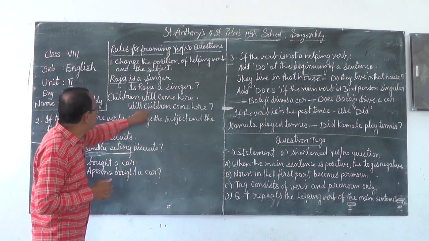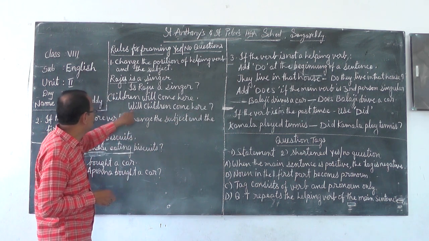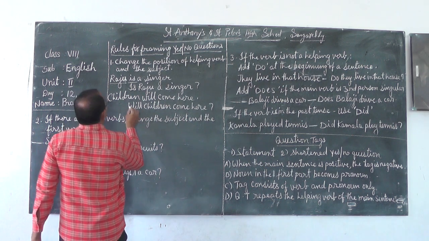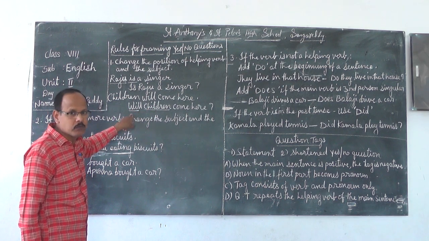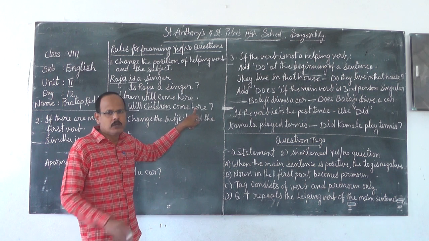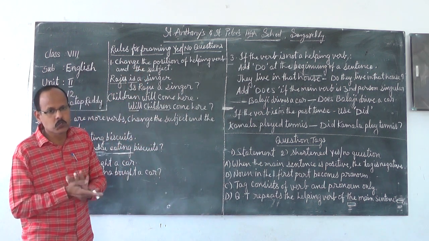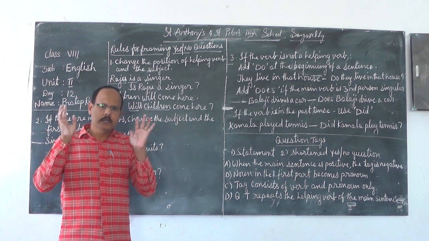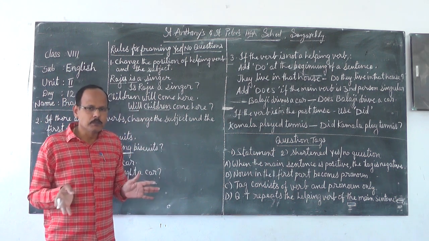So will children come here? Helping verb, subject. Will children, helping verb and subject. Begin with helping verb. Will children come here? That's how you should frame yes, no question. Now, have you understood the first rule? Change the position of subject and the helping verb.